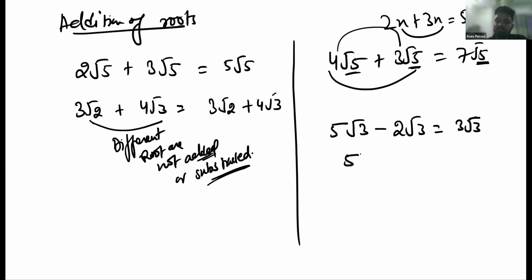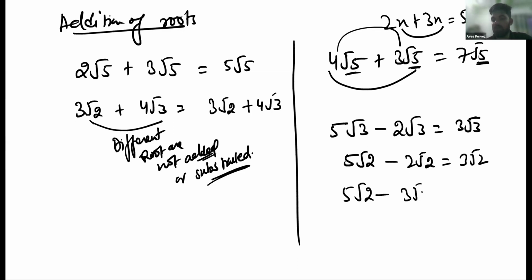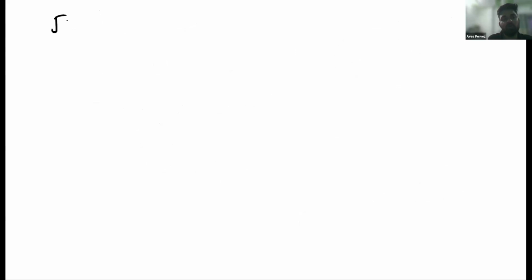If you are having 5 root 2 minus 2 root 2, what will you get as the answer? 3 root 2. And if you have 5 root 2 minus 3 root 3, it is same as 5 root 2 minus 3 root 2? 3 root 3. Good.